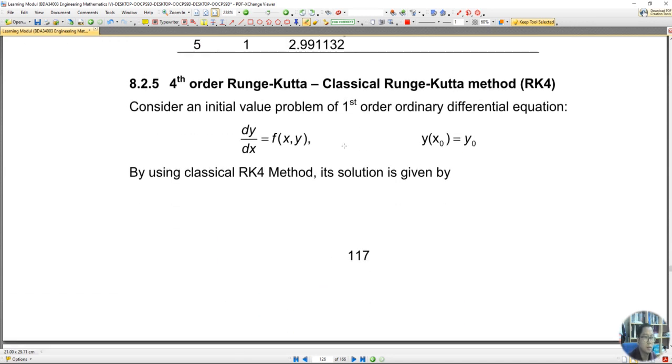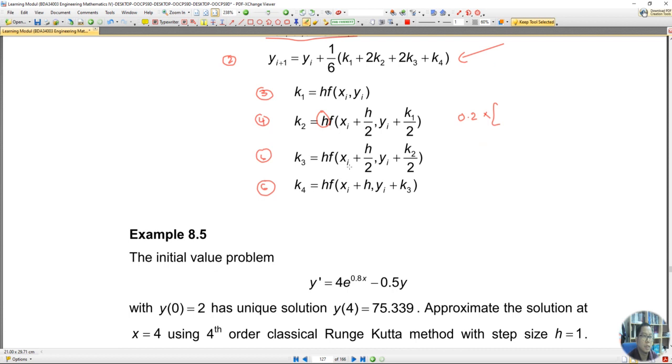Later on, any x value you have to add with h over 2, and any y value you have to add with k1 over 2. The same goes for k3, where it is y plus k2 over 2. This one is different: this one is k1, this one is k2. And for k4, h f(x_i plus h, y_i plus k3), that is k3. So this is continuous.